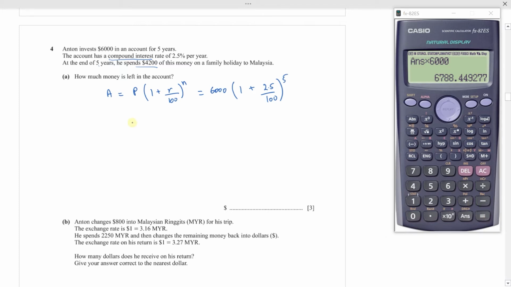So the amount is $6,788.45. And then money left will be the amount after all the interest is added, which is 6,788.45 minus the amount he spent, which is 4,200. So this will be the money left in the account, 6,788.45 minus 4,200. So this is $2,588.45. That's the money left in the account.